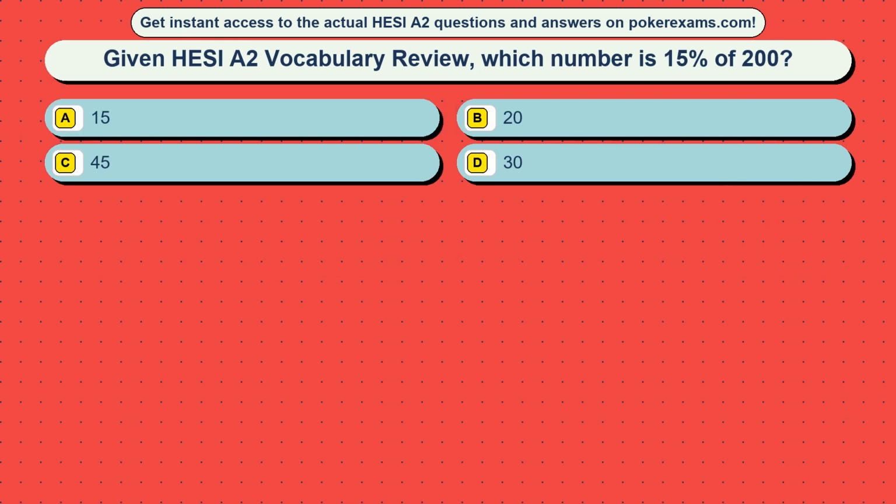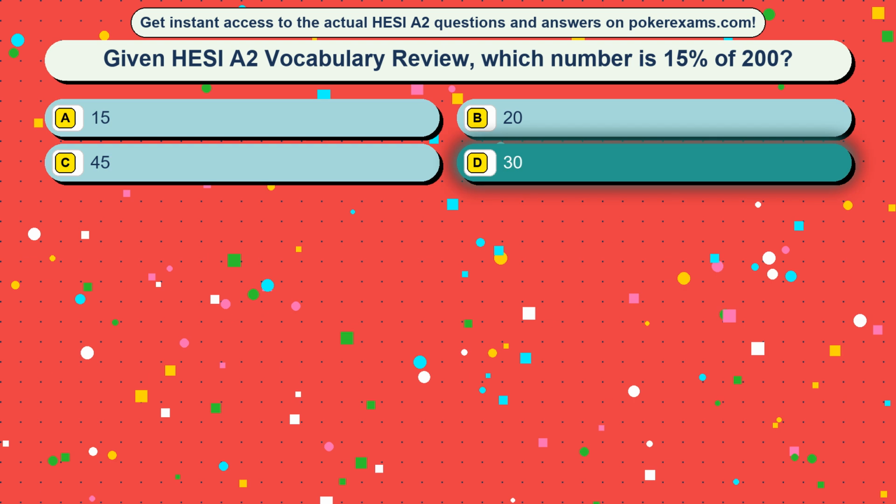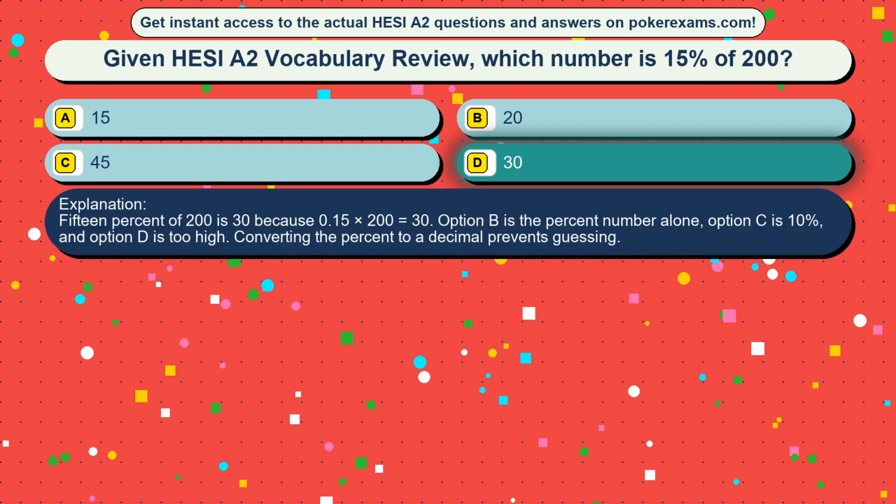Question 18. Given HESI A2 Vocabulary Review, which number is 15% of 200? Option A, 15. Option B, 20. Option C, 45. Option D, 30. The correct answer is option D, 30. 15% of 200 is 30 because 0.15 times 200 equals 30. Option A is the percent number alone, option C is 10%, and option B is too high. Converting the percent to a decimal prevents guessing.